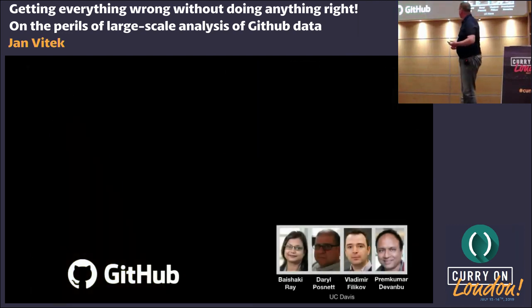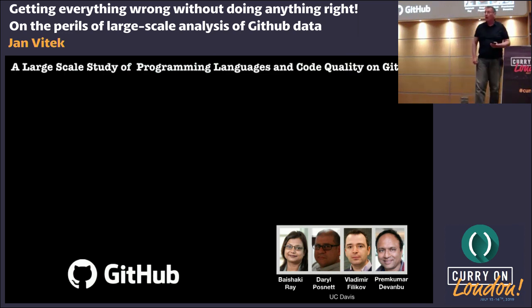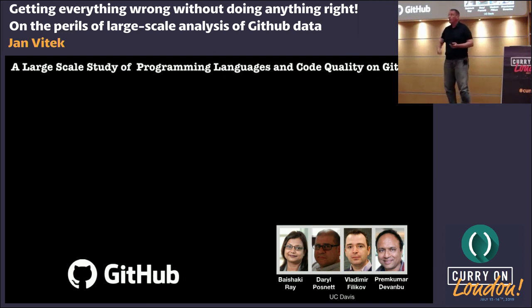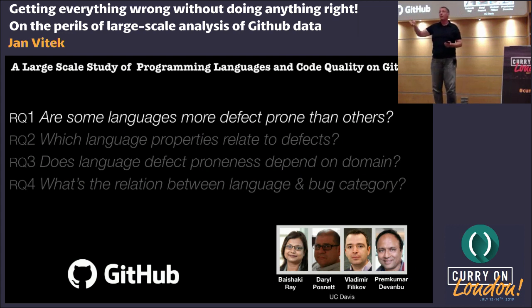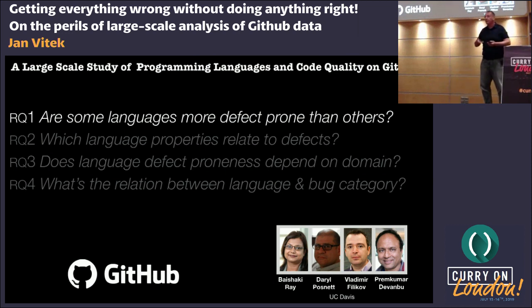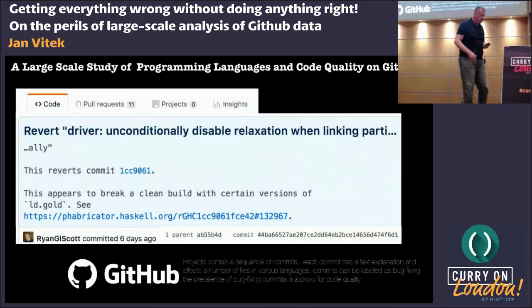So this talk is about a paper written by a team of researchers from UC Davis at the time. That paper was called A Large-Scale Study of Programming Languages and Code Quality on GitHub. And the goal of that paper was to answer 4 research questions. I'll focus just on the first one for this talk. The first research question says, are some languages more defect-prone than others? Using language A, will I get more bugs than using language B? Okay? So that seems to be getting at what we want to know, right? Evaluating languages. So what do they have to work with?